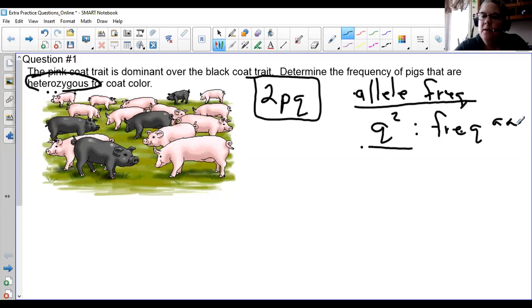So I don't have an allele frequency, that's not given to me in the question, but this is given to me indirectly. Right, so what is my frequency of black pigs? How am I going to figure that out? I'm looking at my pig population. What's my frequency of black pigs? Because that's my recessive trait. You might have to do some counting.